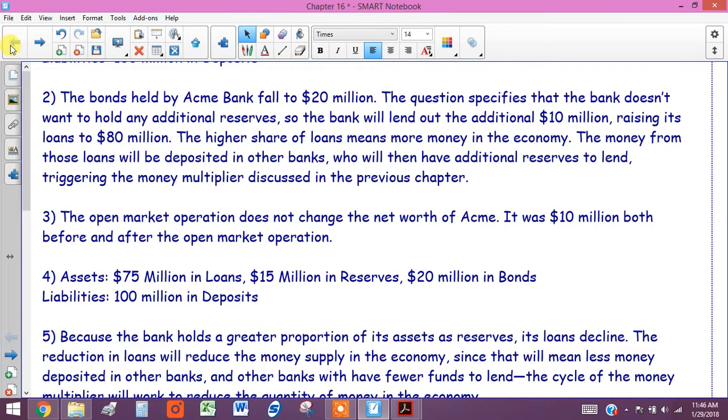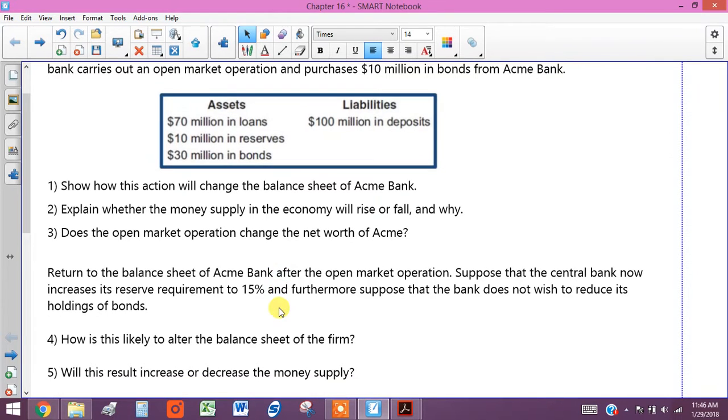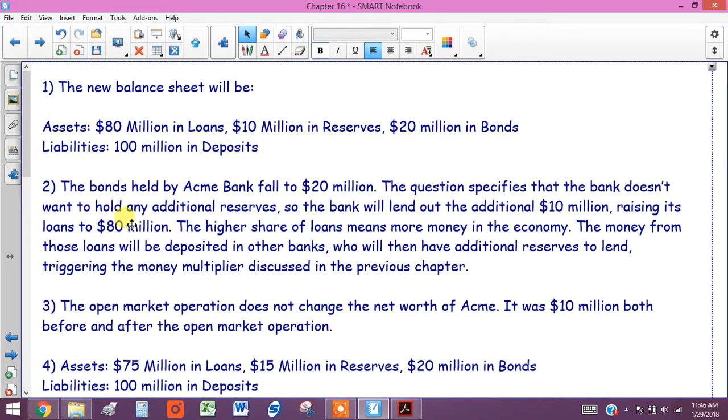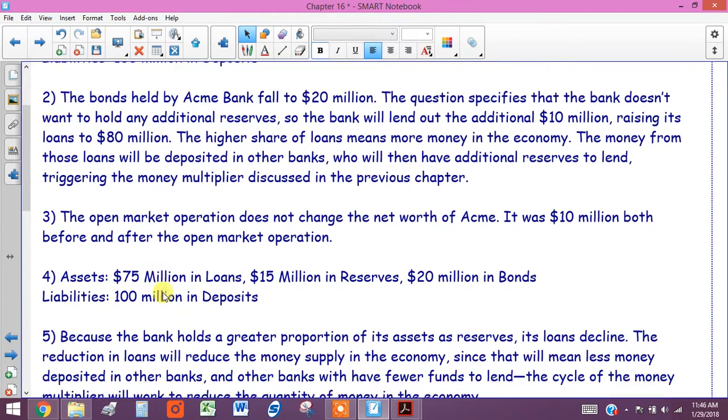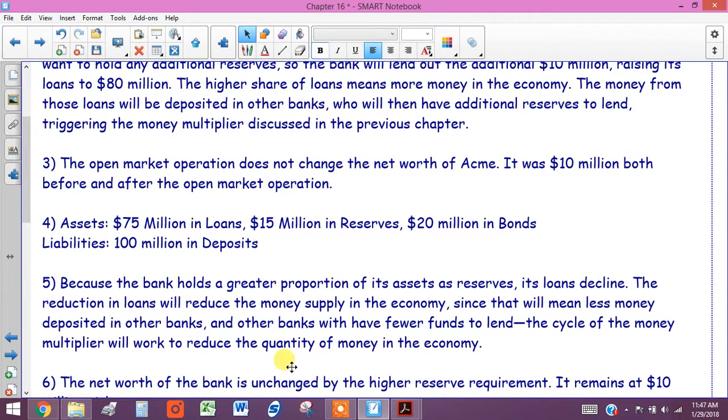Our next question is, does that increase or decrease the money supply? And that should be pretty obvious. If they're not able to loan out as much money into the economy, if it drops from 80 million here to 75, then that is going to reduce the money supply in the economy.